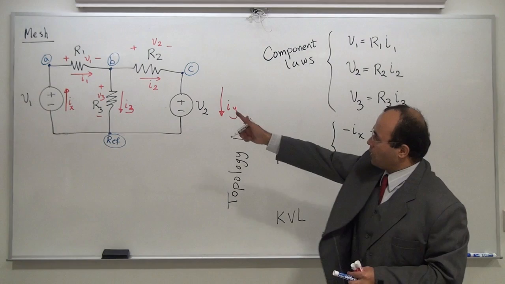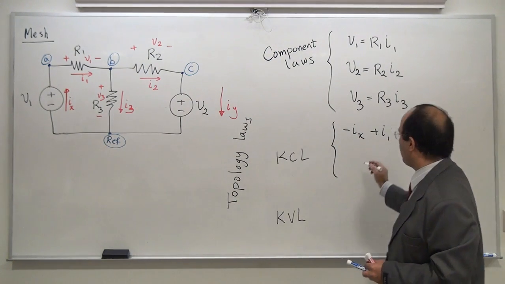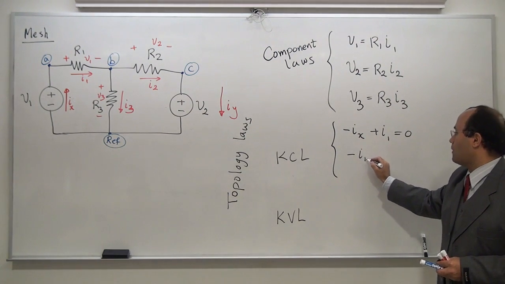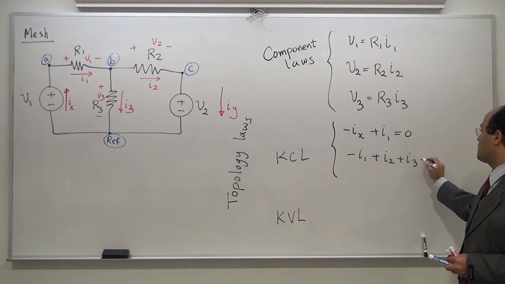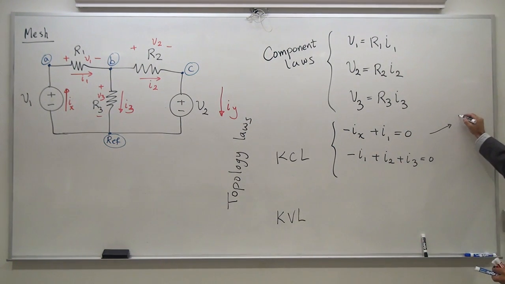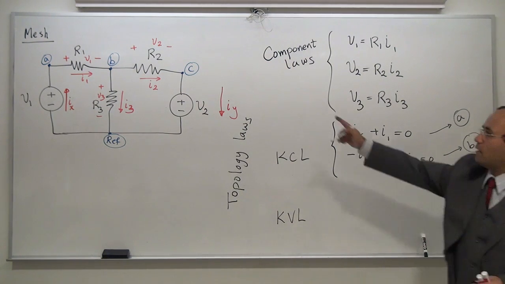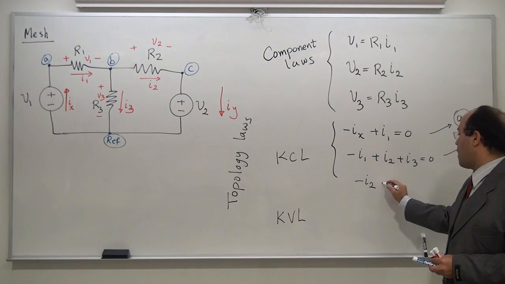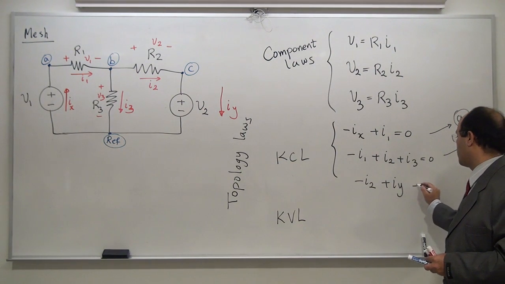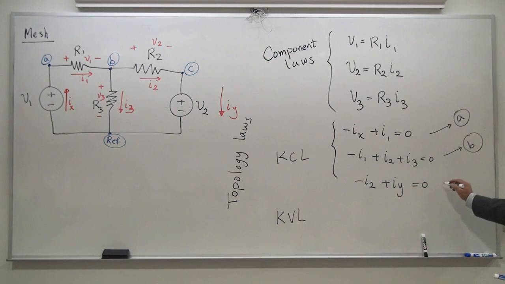Node B, I1 is entering, I2 and I3 are leaving, so it's minus I1 plus I2 plus I3 equal to 0. This was node A, this is going to be node B. Finally, on node C, I2 is entering and Iy is leaving. This is going to be node C.